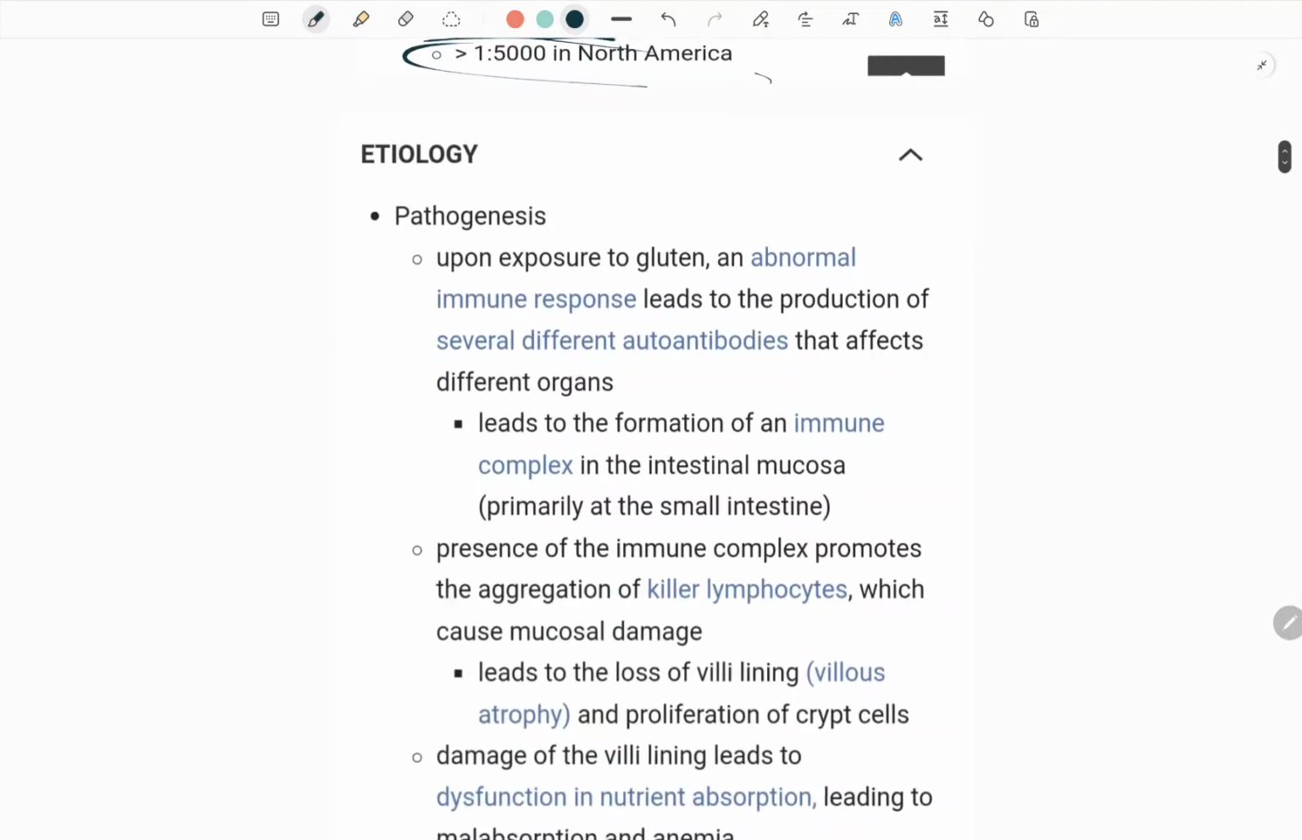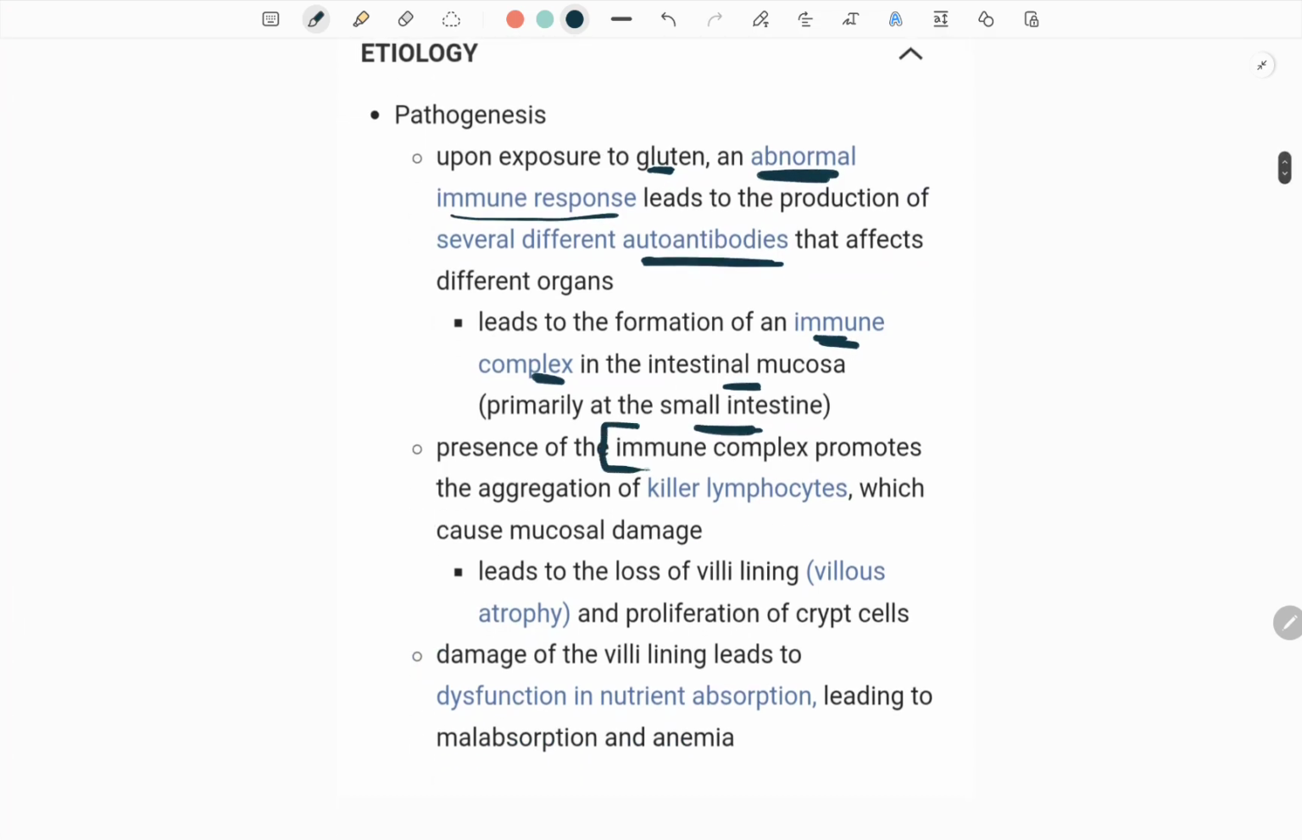If we talk about the pathogenesis, upon exposure to gluten, which is a risk factor, it will give an abnormal immune response that leads to production of several different autoantibodies that affect different organs. This leads to the formation of immune complexes in the intestinal mucosa, primarily the small intestine.